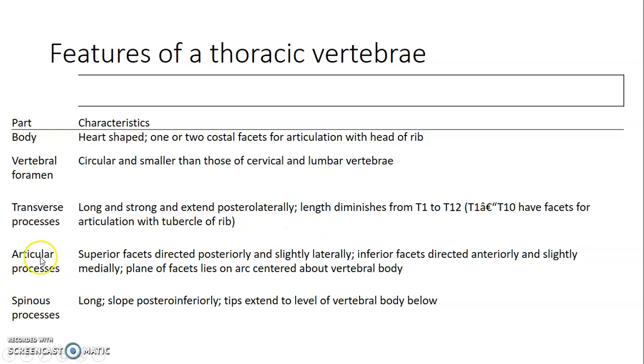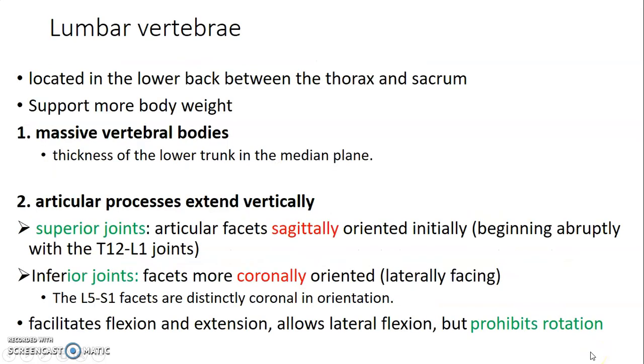The articular processes of thoracic vertebra, the superior ones face posterolaterally, while the inferior ones face anteromedially. The spinous processes, we said they are long and they slope posteroinferiorly, therefore they overlap. They get to the level of the vertebra below it. So T4 vertebra, the spinous process gets to as low as T5 level.